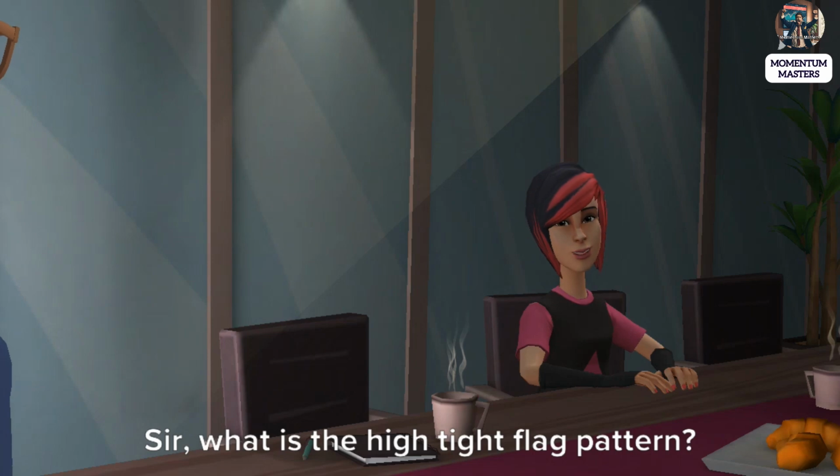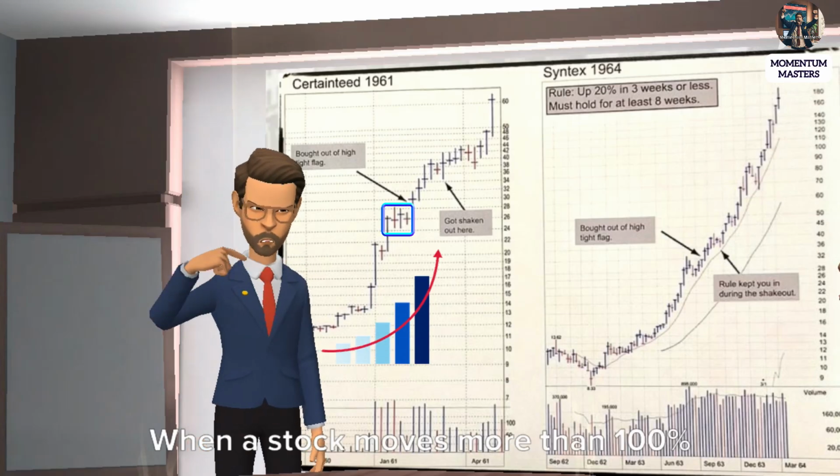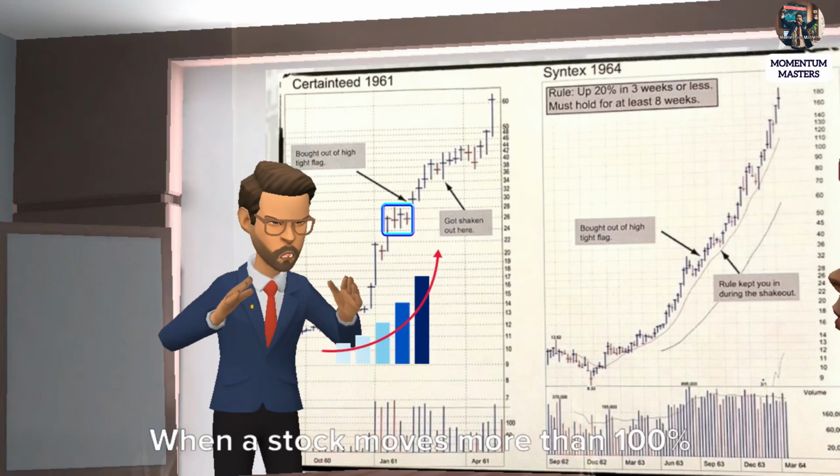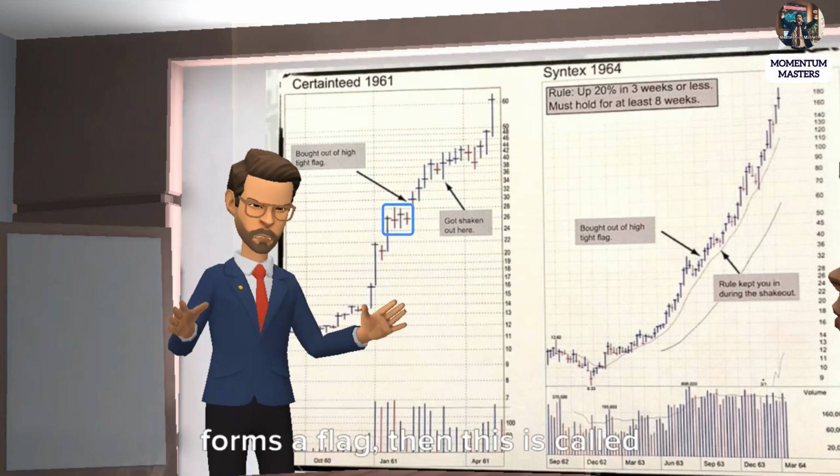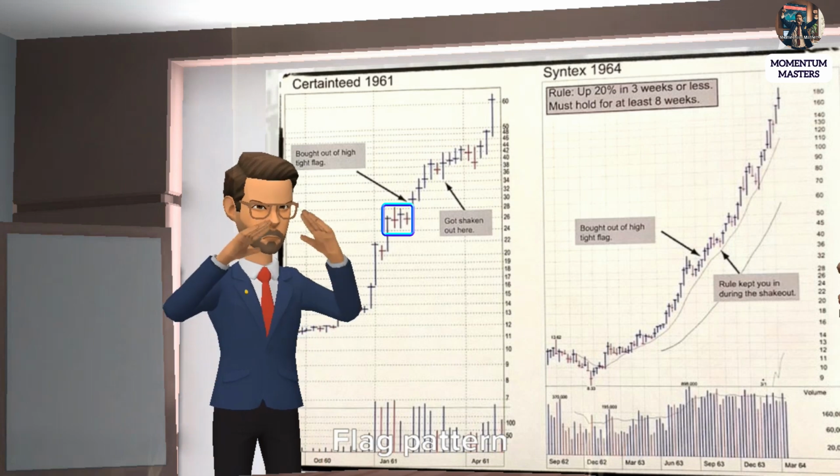Sir, what is the high tight flag pattern? When a stock moves more than 100% in only 4 to 8 weeks and forms a flag, then this is called the high tight flag pattern.